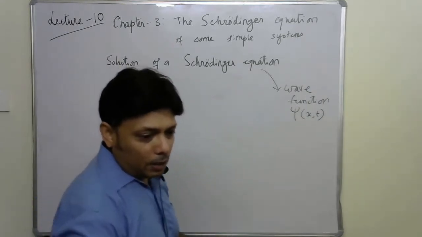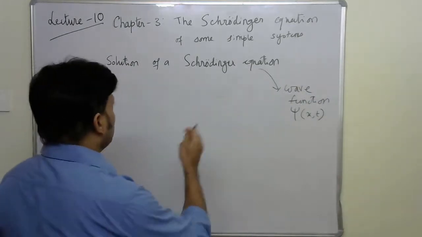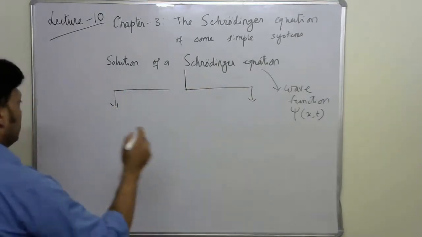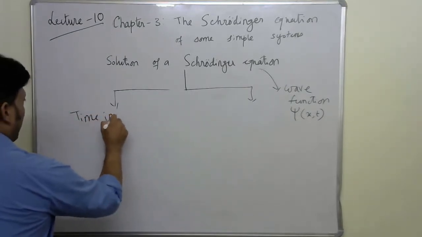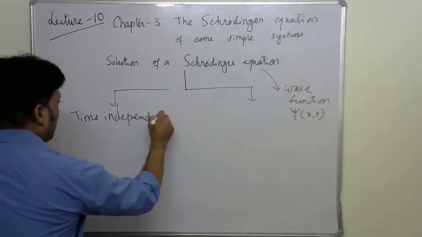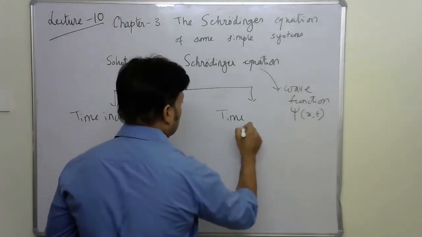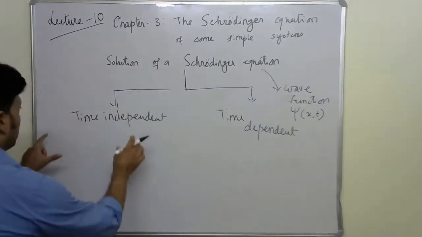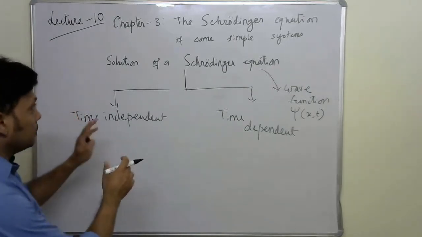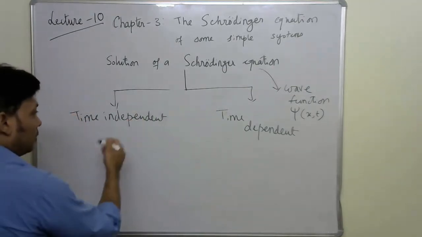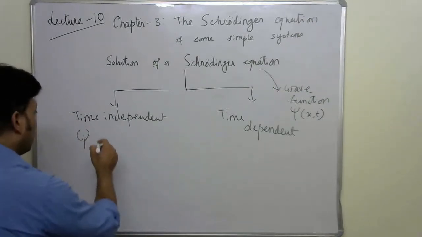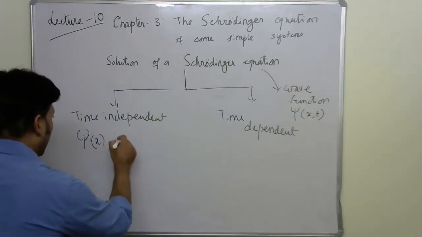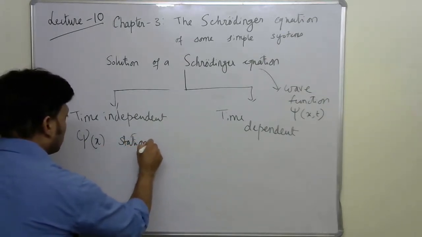Now the Schrodinger equation is actually of two types. There are two parts: one is the time independent Schrodinger equation, and the other is of course time dependent. If we solve the time independent Schrodinger equation, the wave functions are called psi. Those psi's are only a function of x, and we call this a stationary state function.